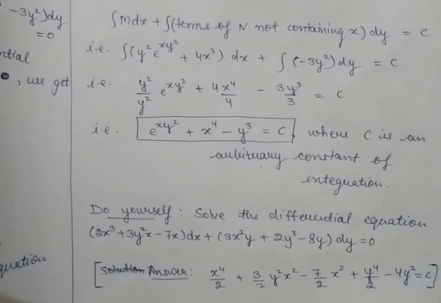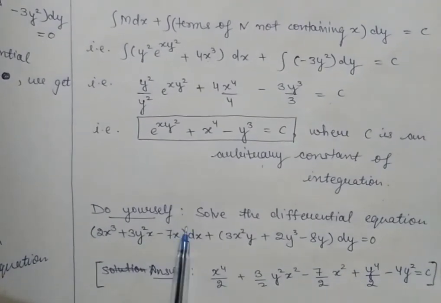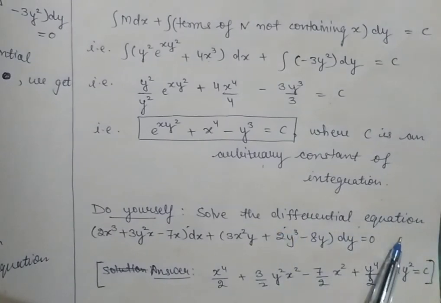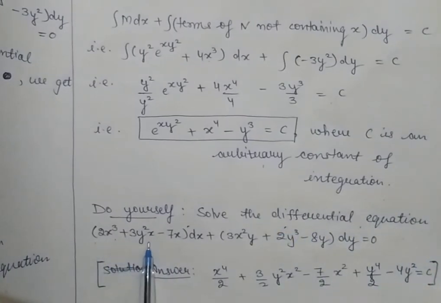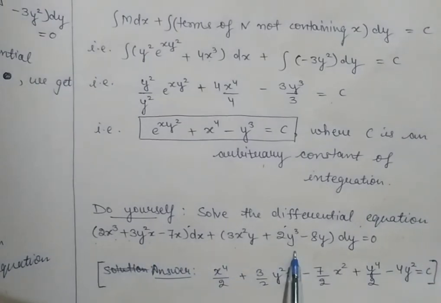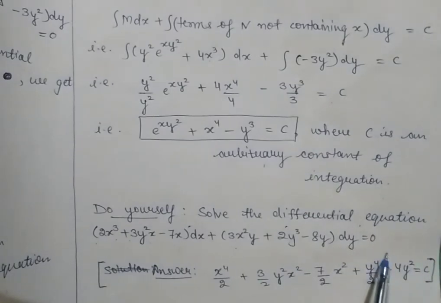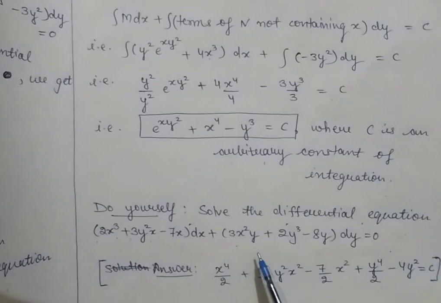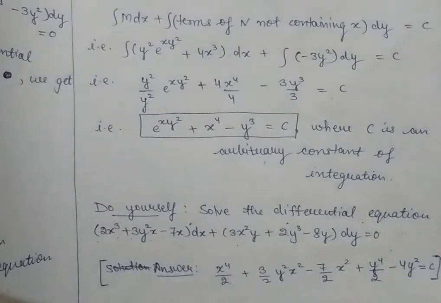Now do this question yourself. Solve the differential equation (2x cube plus 3y square x minus 7x) dx plus (3x square y plus 2y cube minus 8y) dy equal to 0. First, check whether this equation is in the form M dx plus N dy equal to 0. Now then check whether the equation is exact. That is, you need to check del M upon del y equal to del N upon del x.